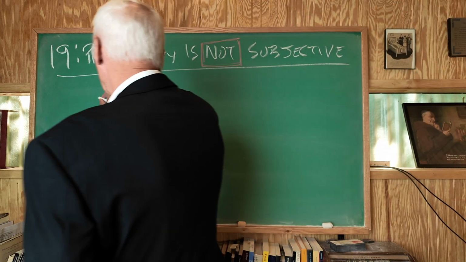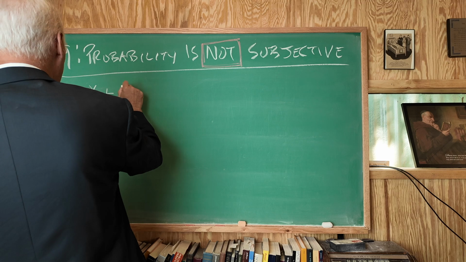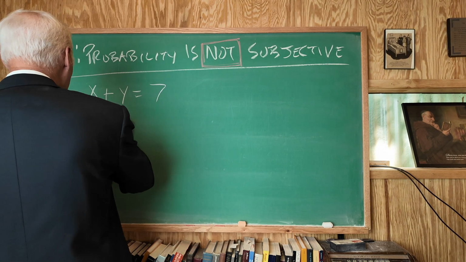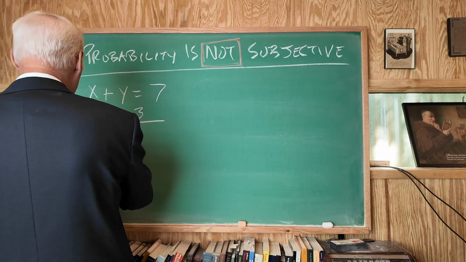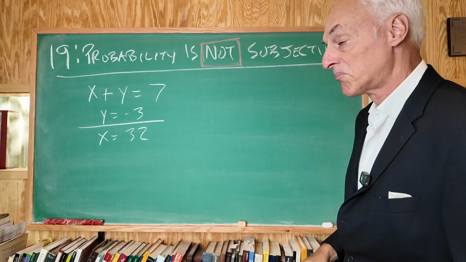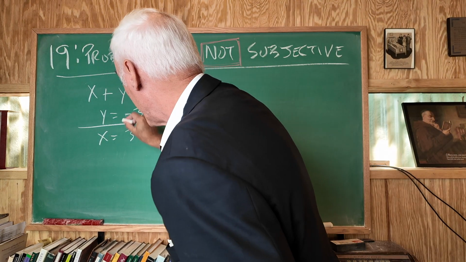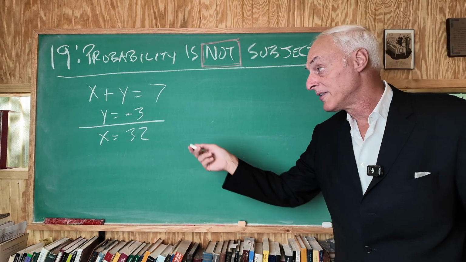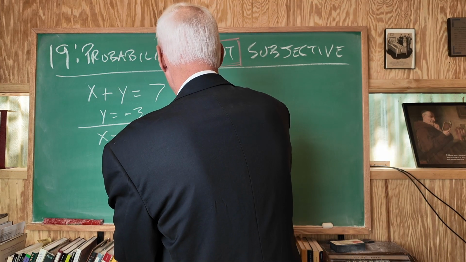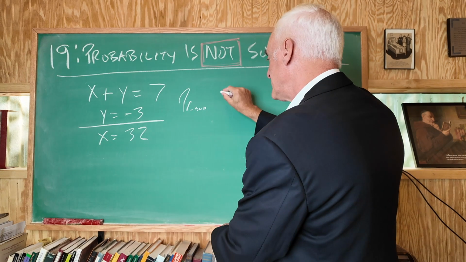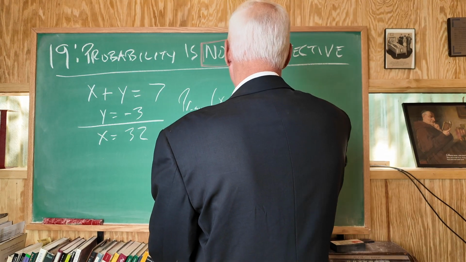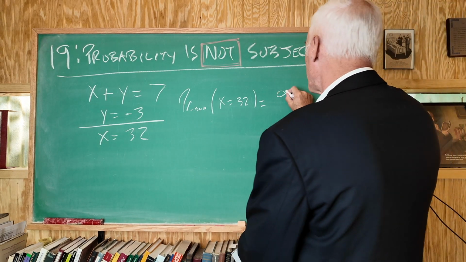Okay, so let's suppose we have a probability problem. X plus y equals 7 is our first premise. Y equals minus 3 is our second premise. And I want to know the probability of x equaling 32. This is a negative sign. Why not? I can do this. So the probability, and I guess I give it a little subjective sub, I will say the probability that x equals 32 is, I don't know, 90%.